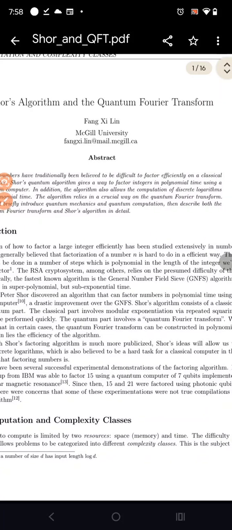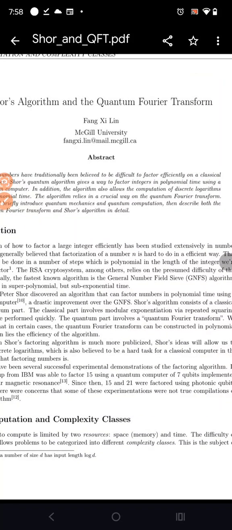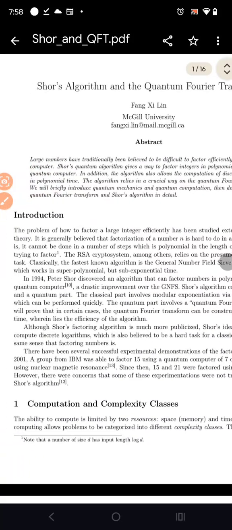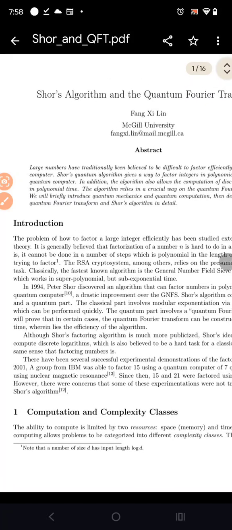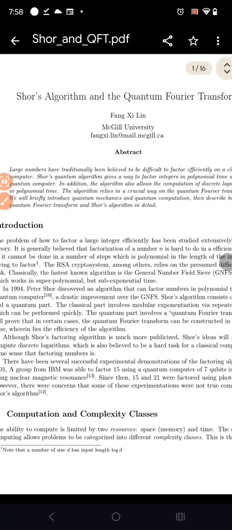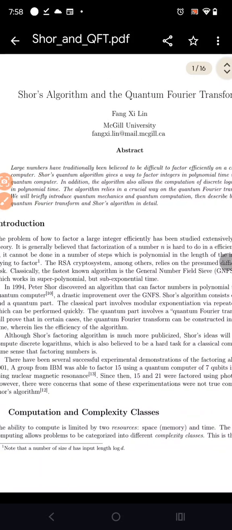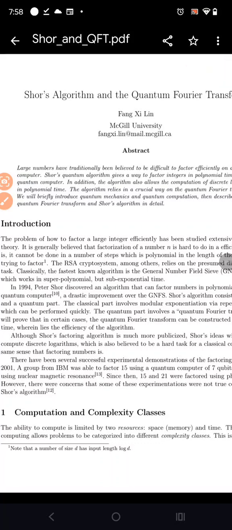The algorithm relies in a crucial way on the quantum Fourier transform. We'll briefly introduce quantum mechanics and quantum computation, then describe both the quantum Fourier transform and Shor's algorithm in detail.